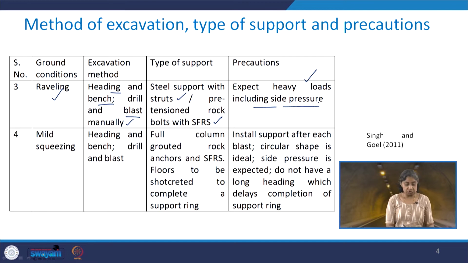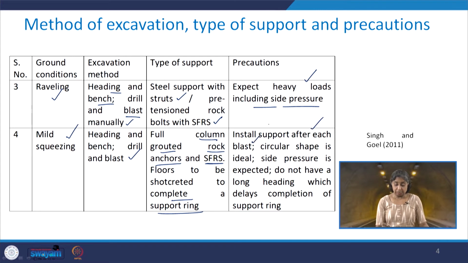Then the fourth ground condition is mild squeezing, and the excavation method recommended is heading and benching and drill and blast method. In this case, full column grouted rock anchors and SFRS are preferred. In this case, floors are to be shotcreted or a complete support ring should be provided. Now, we need to install these supports after each blast.